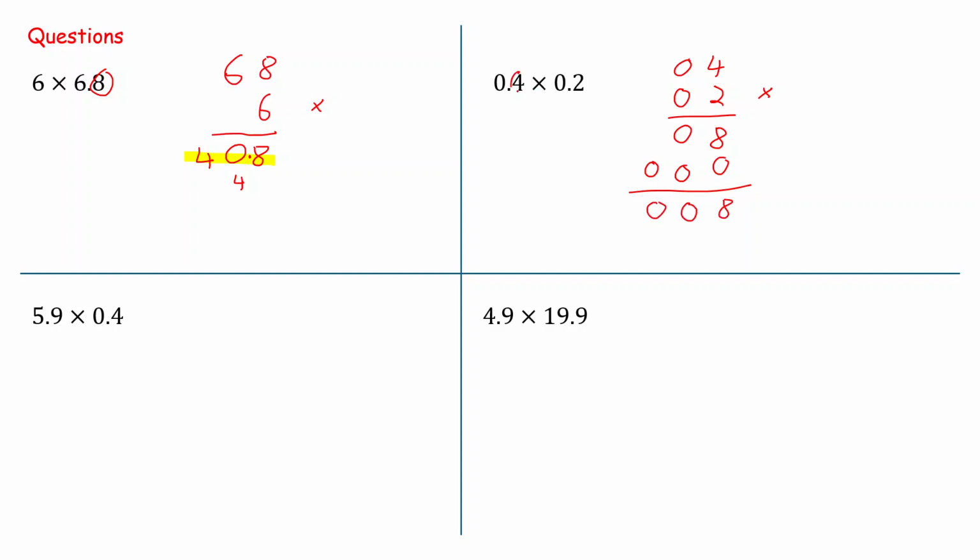And of course, you've got 2 numbers after your points. You're going back in by 1, 2 to give you 0.08 being your answer. There we go. Okay, good. 5.9 by 0.4.